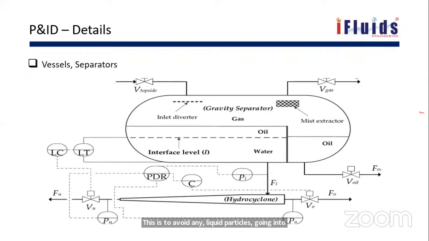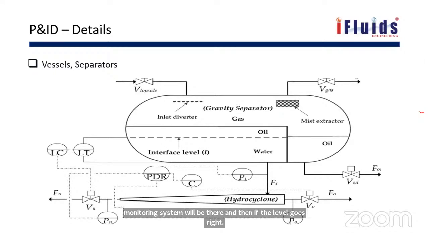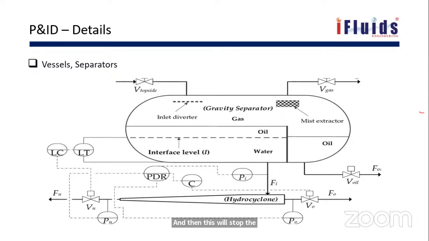In the knockout drum, there will be a level monitoring system. If the level goes high, this will stop the compressor. If we are continuously getting liquid, we will be knowing from the level itself, and then we will have the complete safety system. If the level keeps continuously rising, we will have a control valve at the bottom, draining the liquid continuously. And if the level still goes high, we need to stop the compressor.